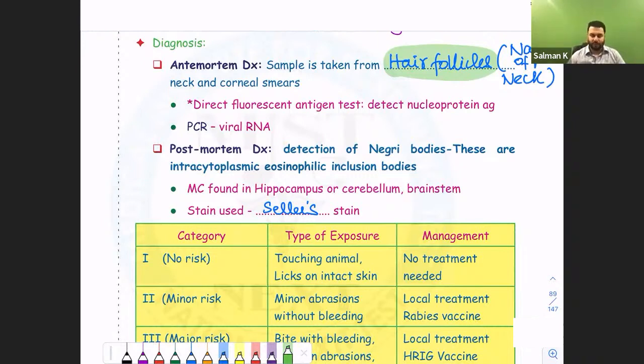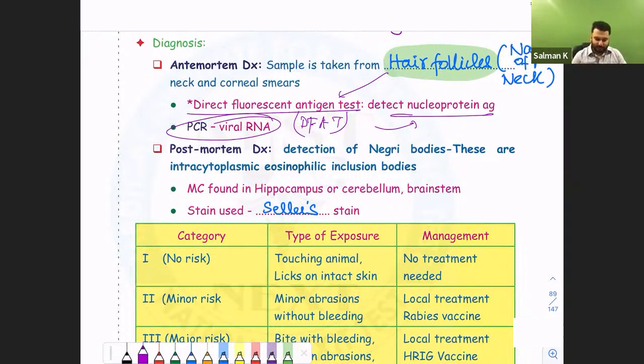Next, once you have taken this, there is a test called direct fluorescent antigen test, DFAT, that is supposed to be done, which detects the nucleoprotein antigen, or PCR can be done. So DFAT is direct fluorescent antigen test. As the name says, we are detecting an antigen. What is the name of the antigen? Nucleoprotein antigen. And then PCR is another test.